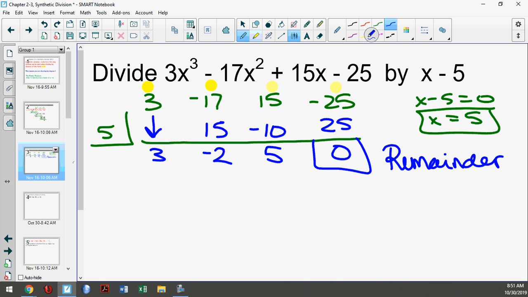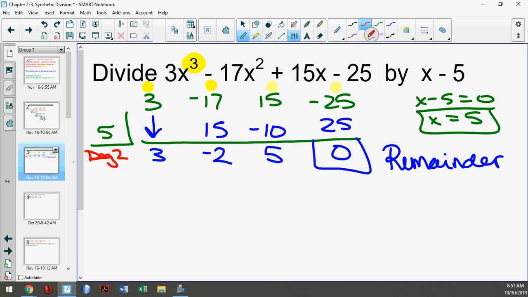And when we did long division in the last example, what was my remainder? 0. So we knew that this thing was a factor. Well, guess what? We still know this is a factor because my remainder is 0. Now, here's what I need your brain to understand. This is degree 3, yes? As soon as you do synthetic division one time, it drops it down a degree. So I'm now from degree 3 down to degree 2.